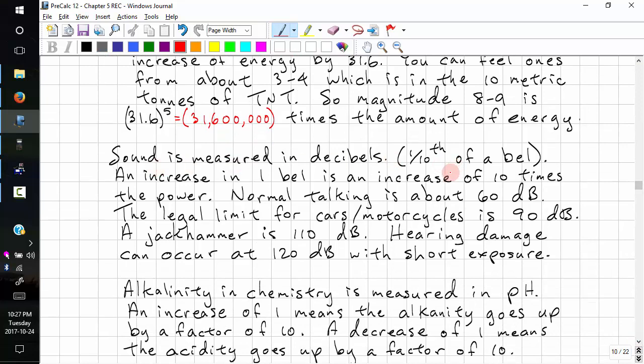Sound is measured in decibels. This is 1/10 of a bell, and an increase in 1 bell is an increase of 10 times the power. So normal talking is around 60 decibels. The legal limit for cars and motorcycles is 90 decibels. A jackhammer is 110 decibels. And hearing damage can occur at 120 decibels with short exposure.